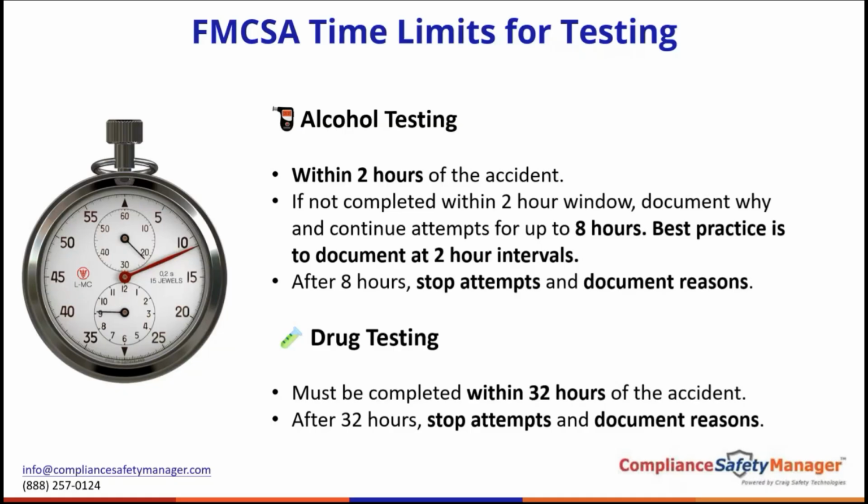Alcohol and drugs exit the body at very different rates. For alcohol, a general rule of thumb is that one beer, one shot, or one glass of wine will exit the body per hour. There are factors that can adjust that, such as the individual's metabolism, weight, age, health, and things like that.